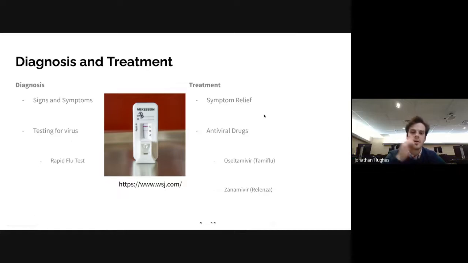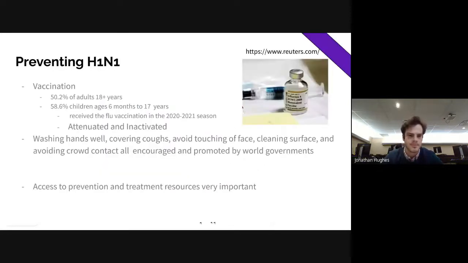Then treatment for the flu is usually pretty simple. You just eat more, drink more, sleep more. You should be good in a few days. However, with severe symptoms, it might be necessary to take some antiviral drugs. I'm sure most of you are aware of Tamiflu, and then Relenza as well. These are 2 drugs that can assist with the symptoms.